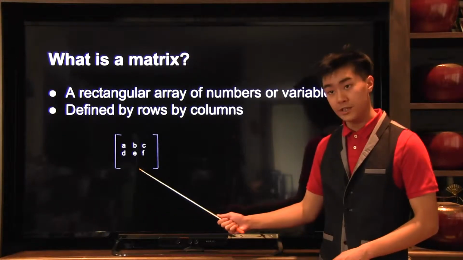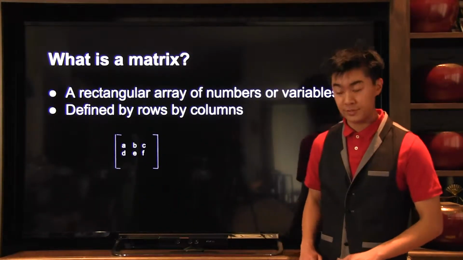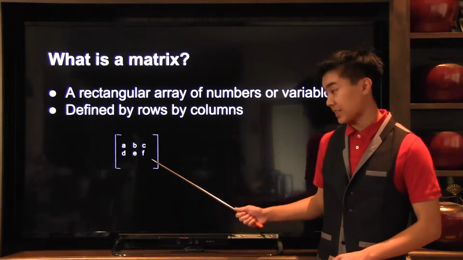So, for example, E would be 2, 2, because it's the second row and the second column.